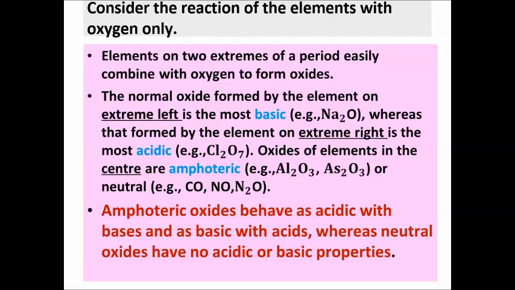Now, how we can define this: amphoteric oxides behave as acidic with bases and as basic with acids. They have both qualities, whereas neutral oxides have no acidic or basic properties. So this way we can explain the four types of oxides in the periodic table.